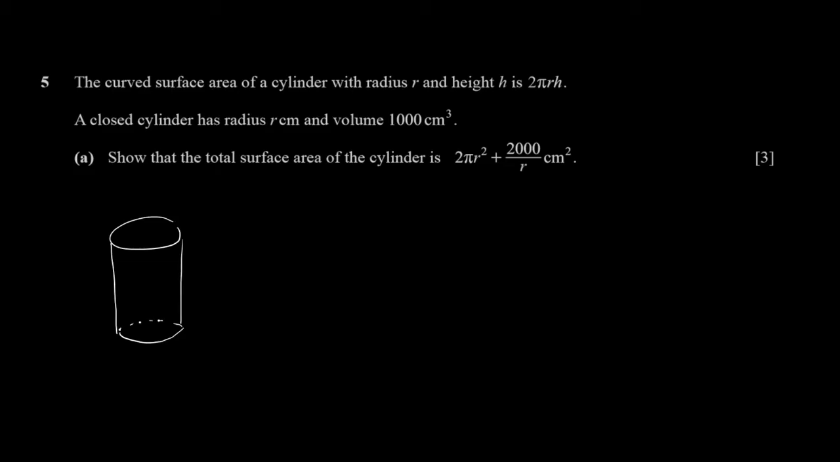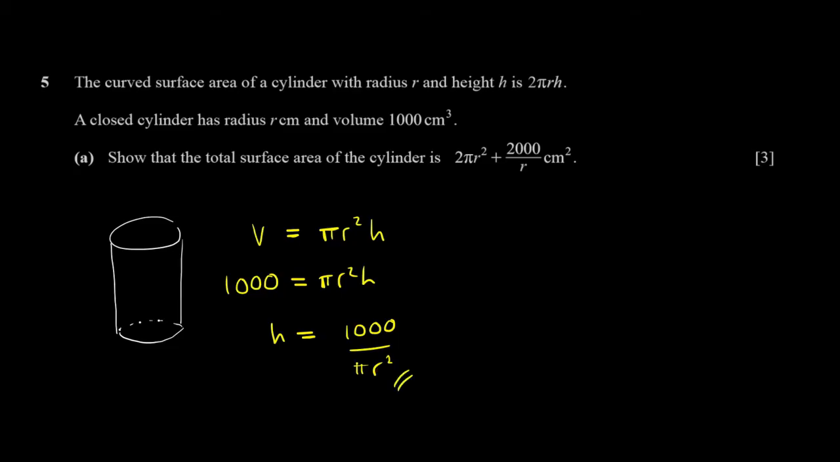How are we going to find the volume of the cylinder as a formula? Well, we need to know the area of the circle on the bottom. The area of a circle is given by pi r squared, and then we times it by the height h. So we've got a formula for the volume of a cylinder, which is pi r squared times h. Now, we're told that the volume of this cylinder is 1,000. So we can write that 1,000 is equal to pi r squared h. And we can rearrange that to get h is equal to 1,000 over pi r squared. That will be a little bit useful in a moment.